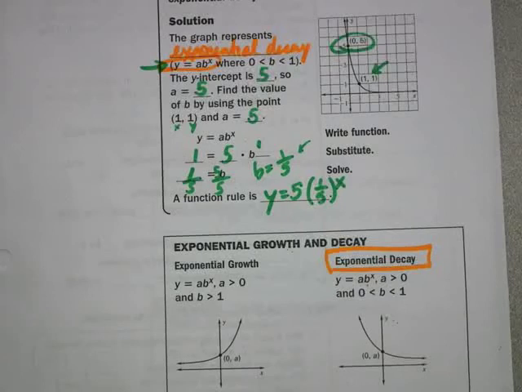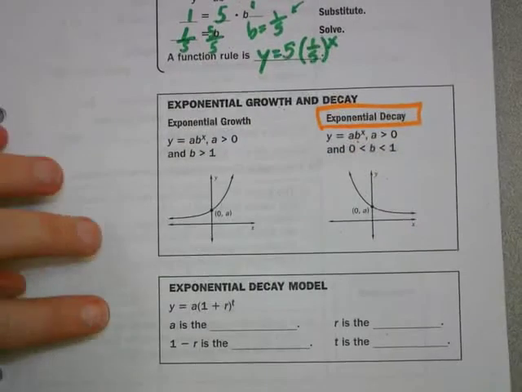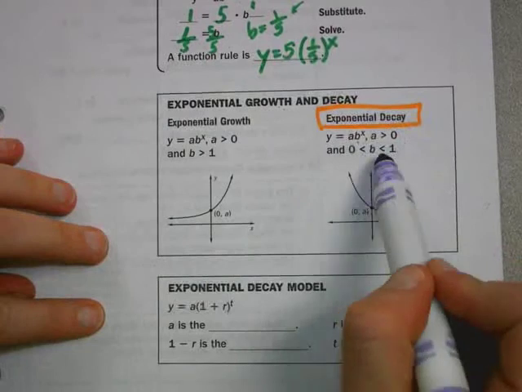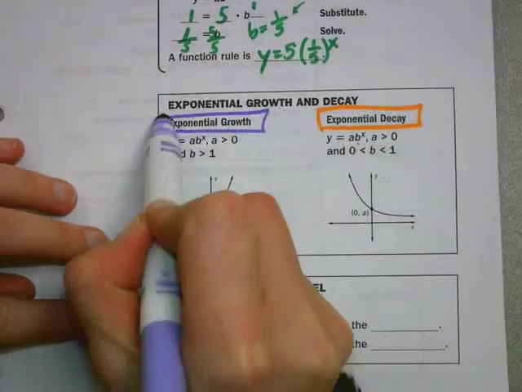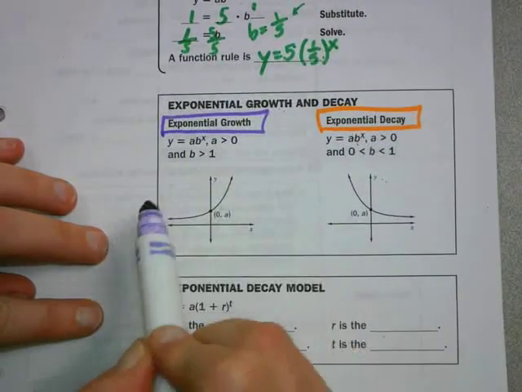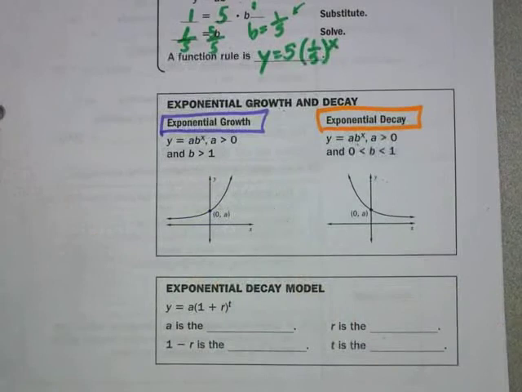Okay, so just a refresher. To tell whether it's growth or decay, we talked about decay. The b is between 0 and 1. To be growth, a is greater than 0 and b is greater than 1. It also is going up as you're traveling over time.